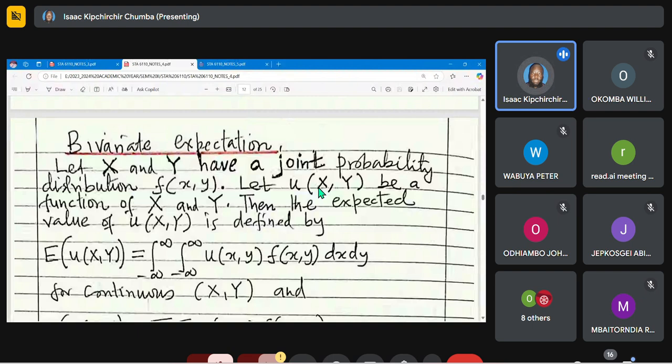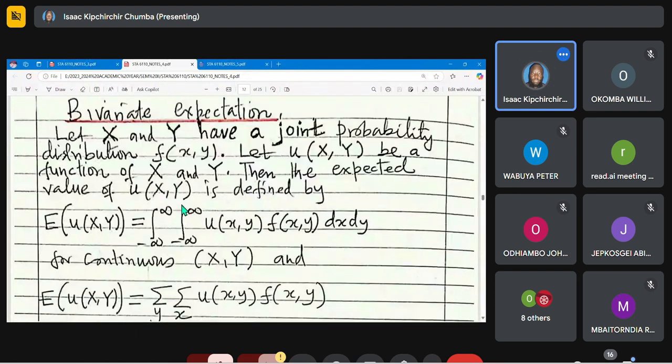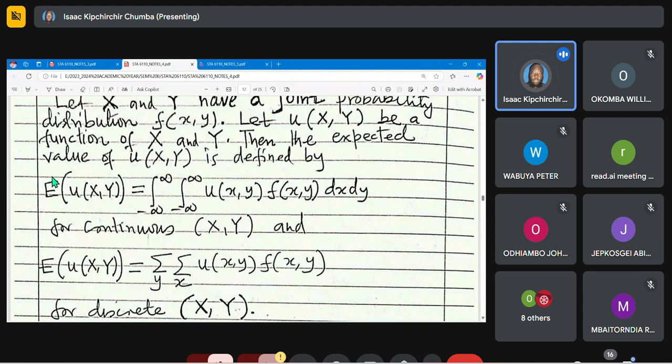Then the expected value of this random variable, which is a function of x and y, is defined by this. So to get the expectation of this random variable, because we are dealing with two variables, we have to use a bivariate density, so basically the joint density. You can see inside the integral is the value assumed by the random variable.